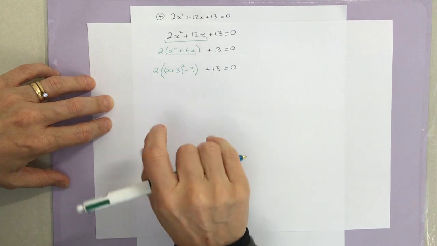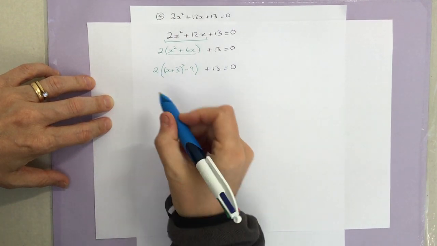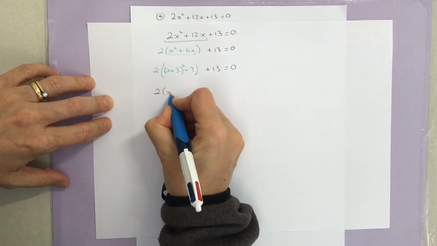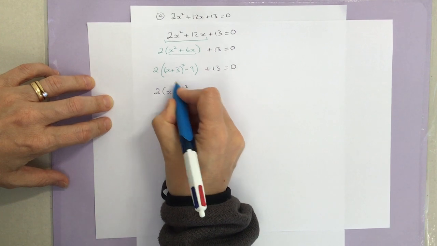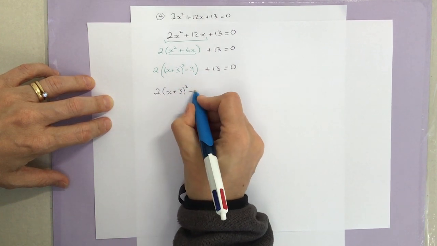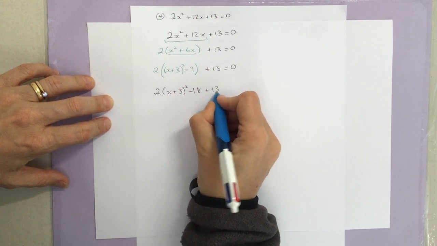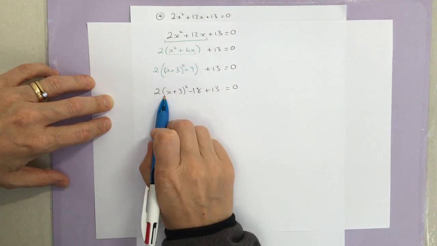Okay, so now let's sort this out. We've got 2 lots of x plus 3 squared. 2 times minus 9 is minus 18, plus 13 is 0. And I'm not going to multiply this out.